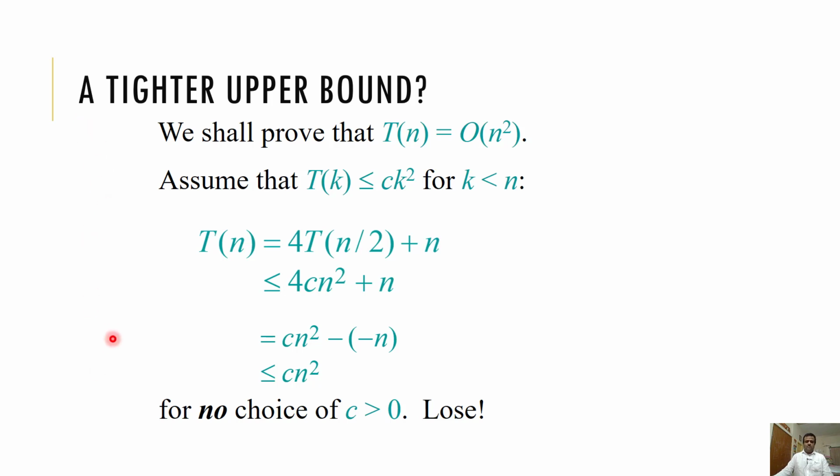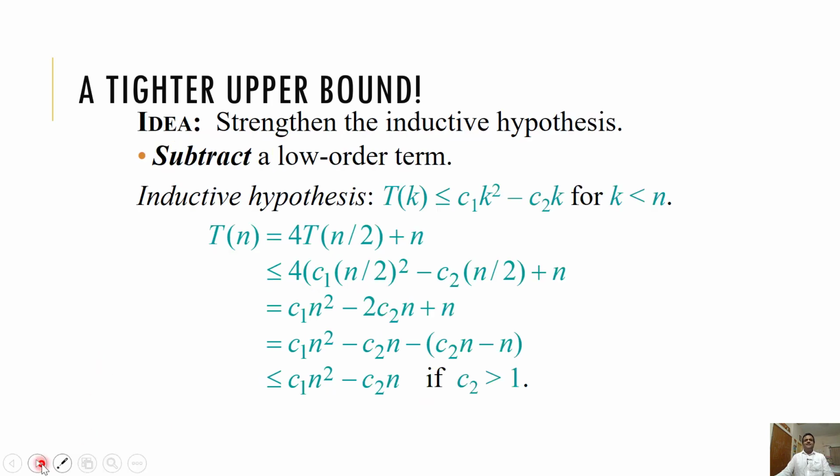So we lose, or is there any other way to show that? Yes, because order of n square or order of k square means we can strengthen the bound, and we can take a lower order term to help us. That we will do in the next slide.